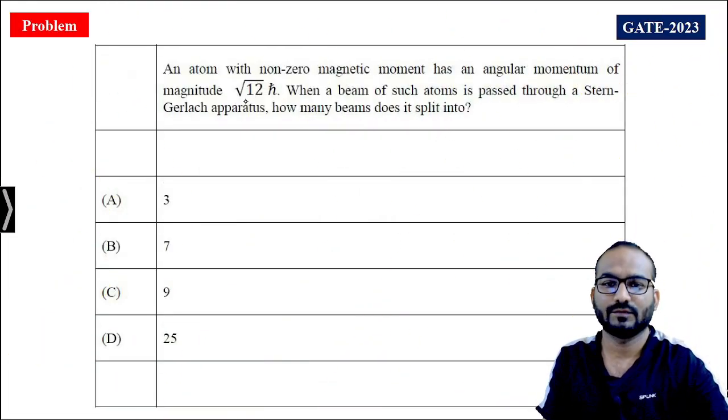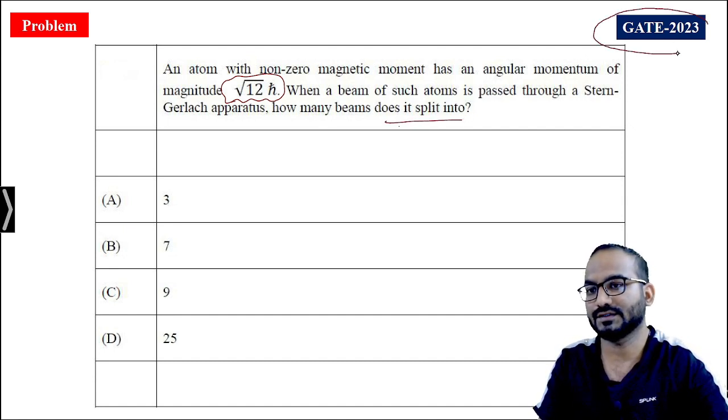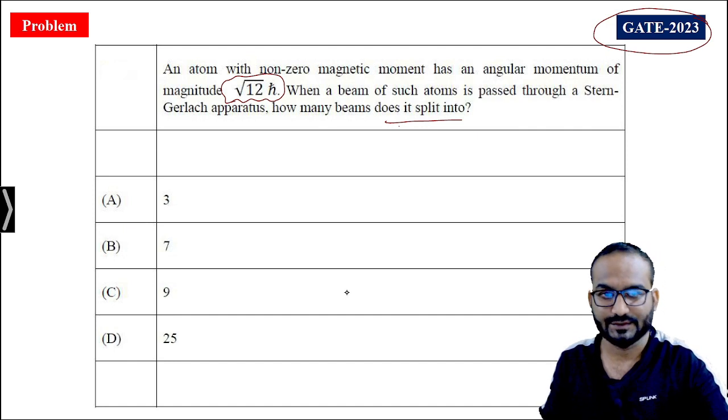...has an angular momentum of magnitude root over 12 h cut. When a beam of such atoms is passed through a Stern-Gerlach apparatus, how many beams does it split into? This is a GATE 2023 question from atomic and molecular physics.